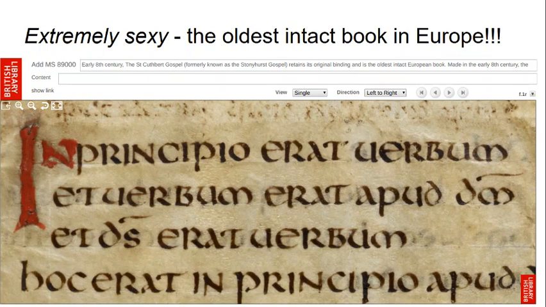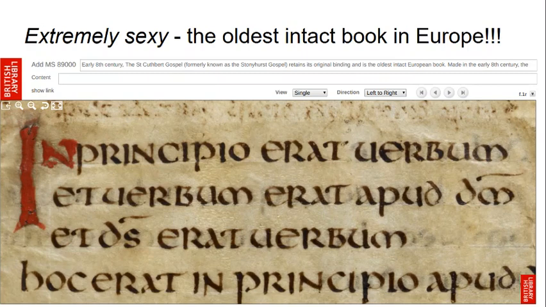So it has a cover that was made in early medieval England in the sort of 8th century. So this is the oldest fully intact book surviving from medieval Europe, and it's just so cool. You can read it entirely for free on the British Library website. You can look it up, Additional MS 89000. Really fun, highly recommend it.